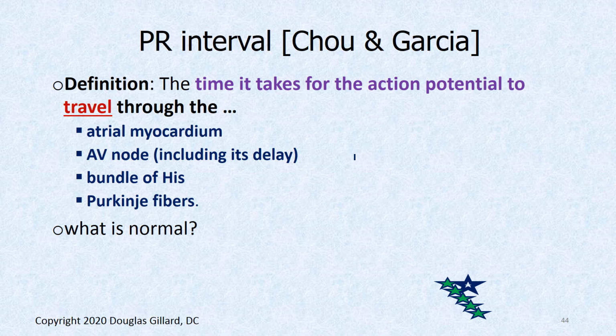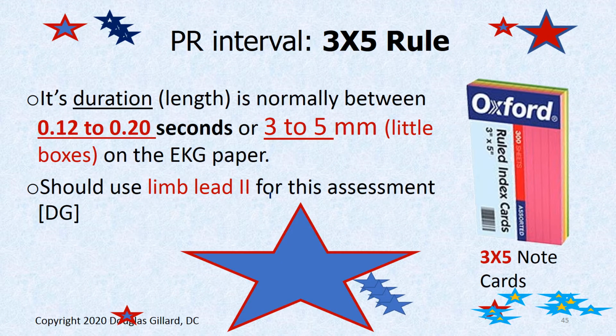What is it, electrophysiologically speaking? It's defined as the time it takes the action potential to travel through both the right and left atrial myocardium, through the AV node, into the bundle of His and even the Purkinje fibers. That is the time. There are a zillion stars here. You have to memorize this.